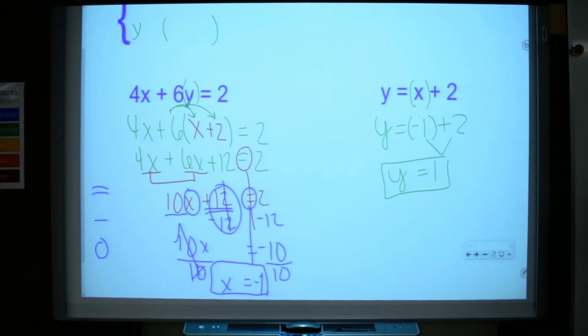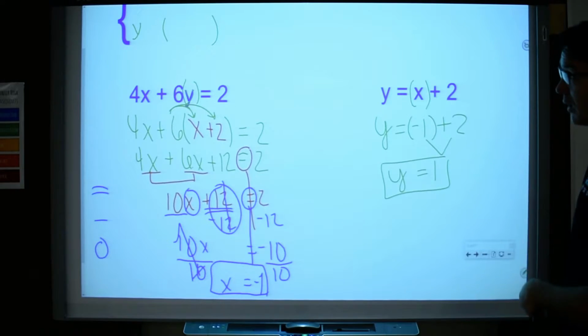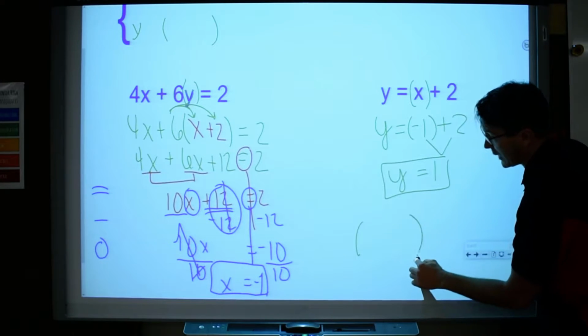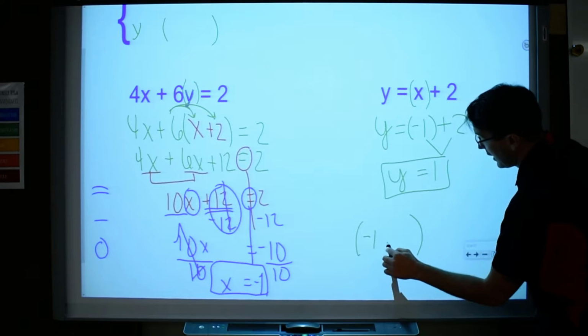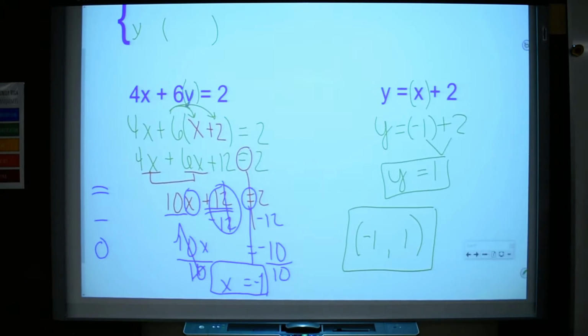And the question is, am I done? And the answer is no, because again, this is a lot of beautiful work. But the solution to a system of equations is the point where the two lines cross. And so the x for this is negative 1, and the y is 1. So the solution to this system of equations is negative 1, comma 1.